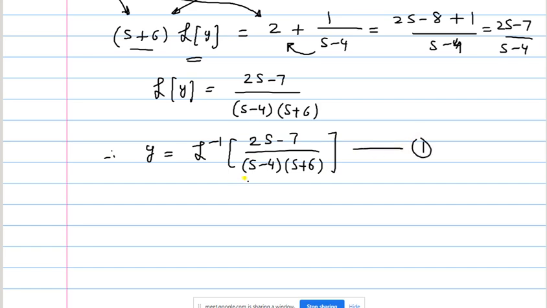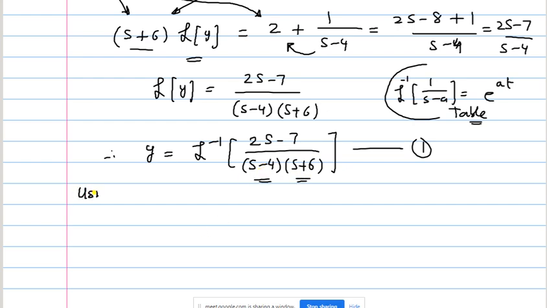But hold on, I cannot find this directly. If you look in the table, the Laplace inverse of only 1 over s minus a is given, which is e to the power at. The table gives you this only. So I do not have anything which is a product. So what I will do is use partial fractions to separate these.